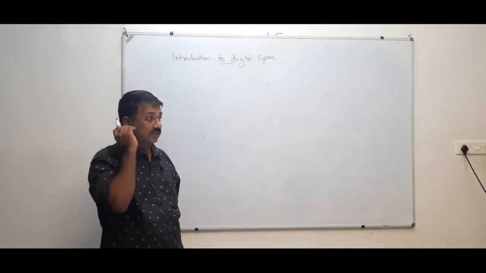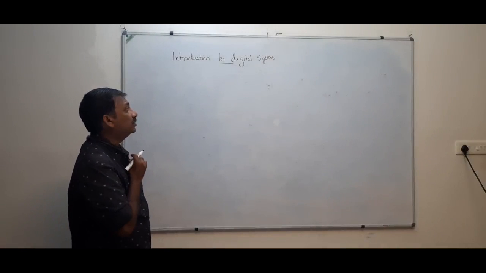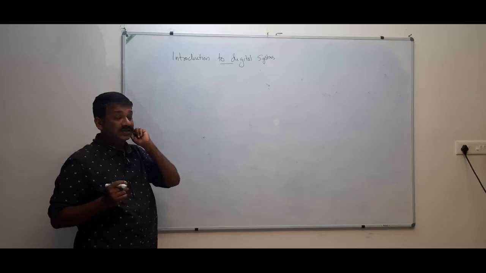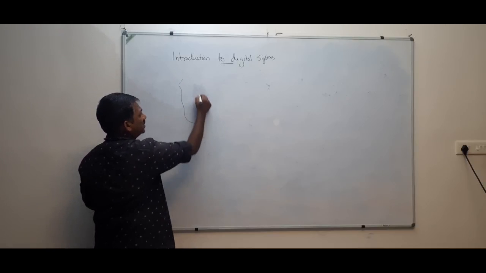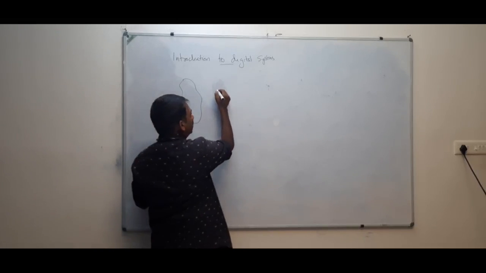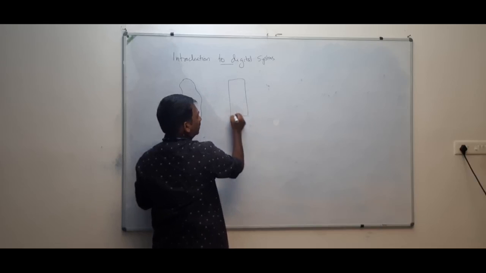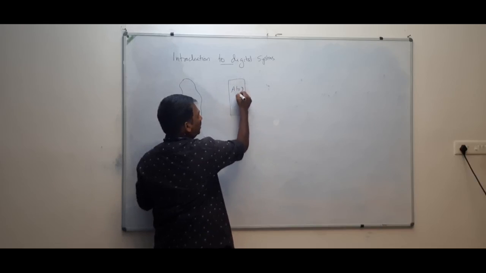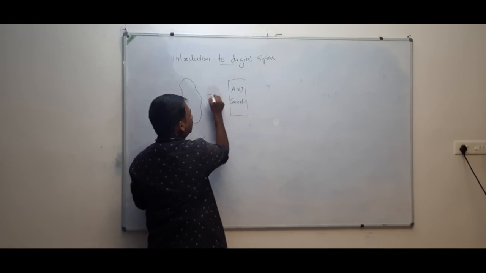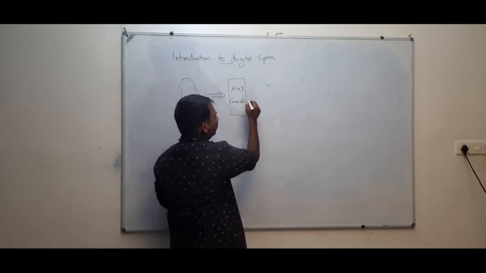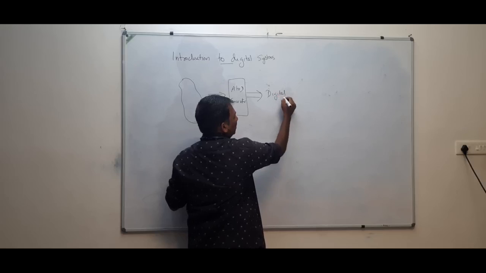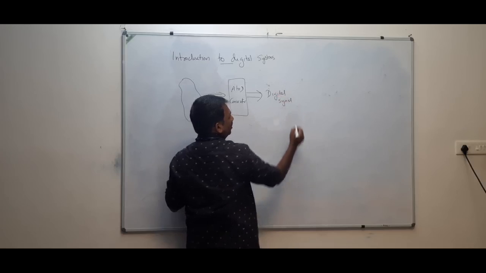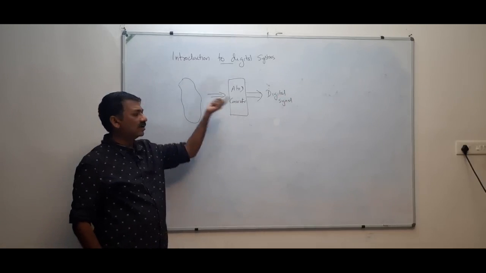Today we are going to discuss introduction to digital systems. As you know, what is the difference between an analog signal and a digital signal? This is an analog signal, and here we have an A to D converter. The A to D converter converts it to a digital signal. This is the digital signal. What is the difference between an analog signal and digital signal?